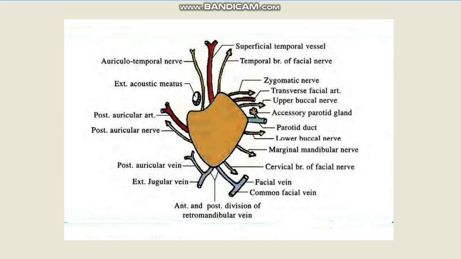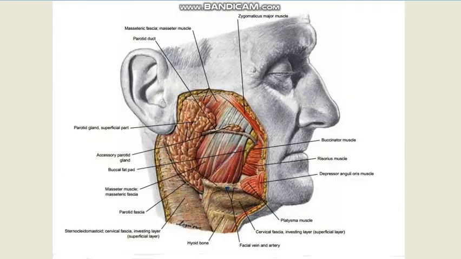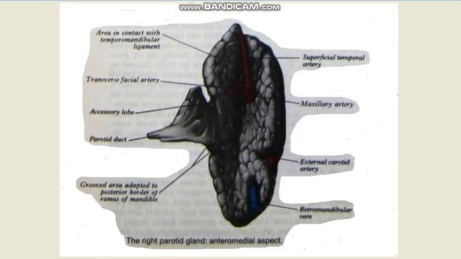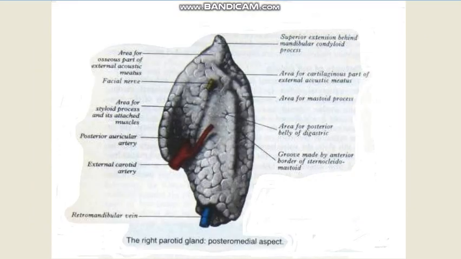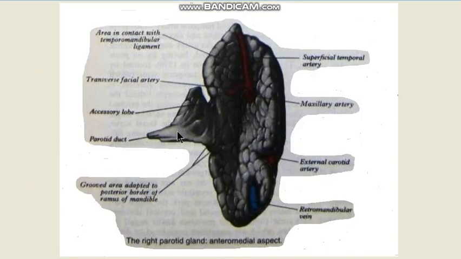Now we will look at the inner surfaces. If you look at the inner surface, that is, on the inner side, you have two surfaces. You have an anteromedial surface and you have a posteromedial surface. Let us look at the anteromedial surface. So you can see this anteromedial surface being indented by the ramus of the mandible.